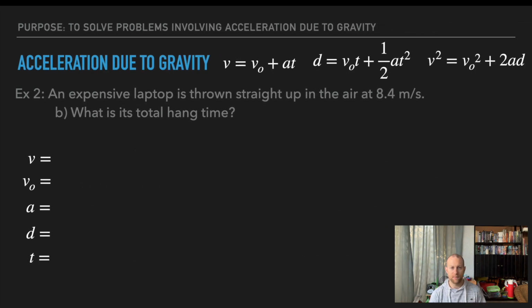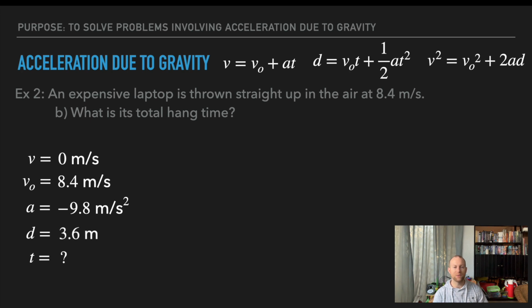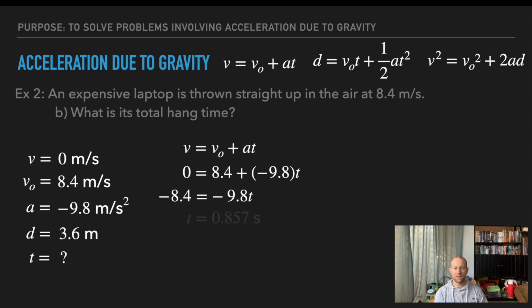Part B of this question, we want to know what's the total hang time. Hang time is just how long this object is in the air. So we have some similar information from last time. We know the initial velocity, we're looking for time, we know the acceleration, and what we're going to do is calculate the amount of time it takes to go to the maximum point. So we're going to assume that the final velocity is 0 again. And we got the displacement from last time. So technically we know all the variables except for time. So it doesn't matter which equation you use. I'm going to pick this one. It's the easiest one. Plug in some numbers, do a little bit of algebra, we solve for time.